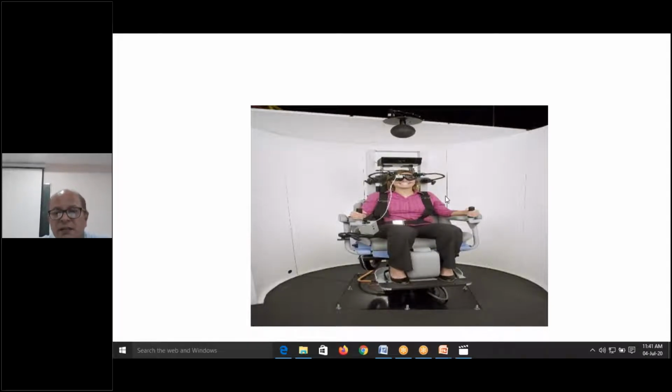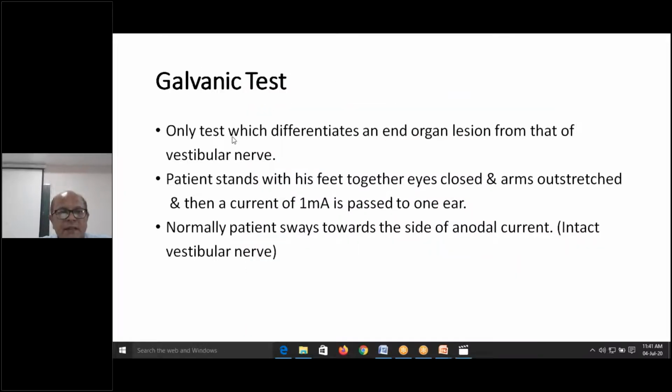So this is the chair, actually, you can see. And here the patient is wearing the glasses, the Frenzel glasses. So that avoids visual fixation, and then it depends whether it rotates clockwise or anti-clockwise. The galvanic test only differentiates an end organ lesion from that of the vestibular nerve.